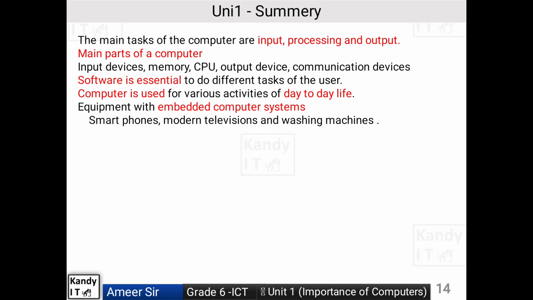Right, we go into the summary. The main tasks of a computer are input, processing, and output. Main parts of a computer are input devices, memory, CPU, output devices, and communication devices. Software is essential to do the day-to-day tasks in our modern world.